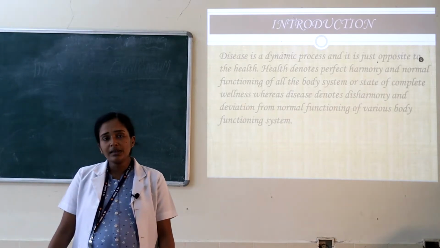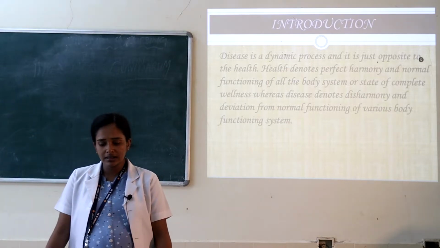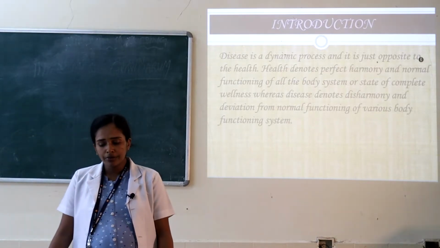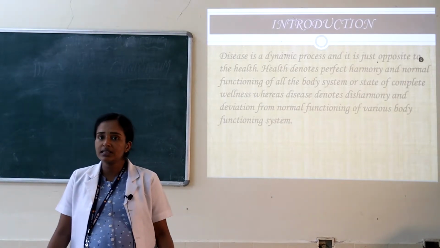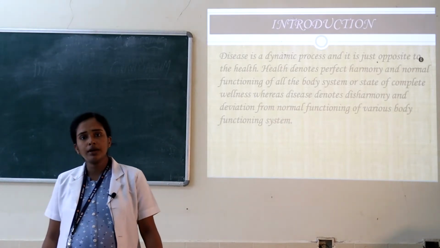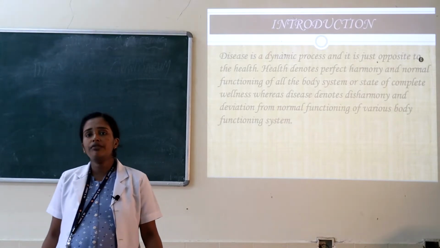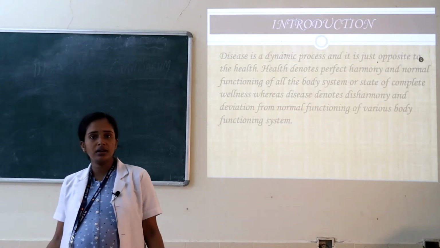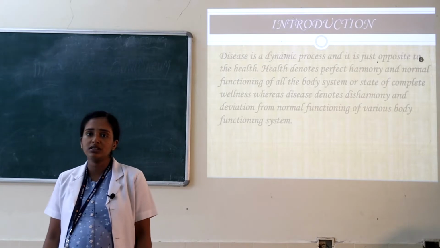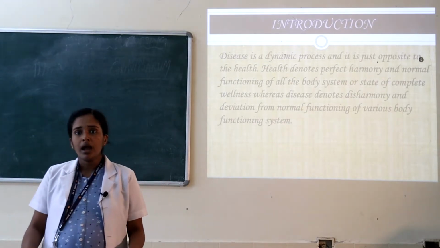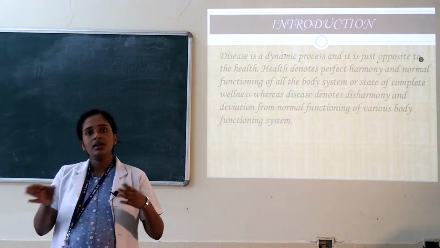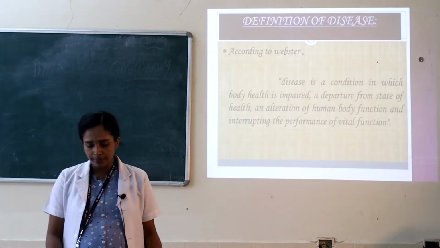So, if a person is said to be healthy, that means there is perfect harmony of all the body systems, and if a person is said to be diseased, there will be disharmony of the body systems. If all the body functions are performing perfectly, then that person is said to be healthy, and a diseased person is the opposite of a healthy person.